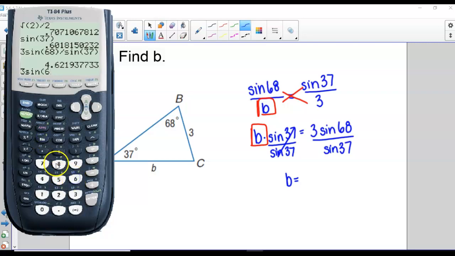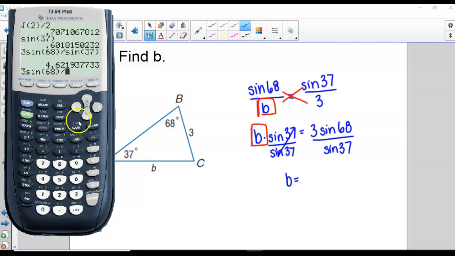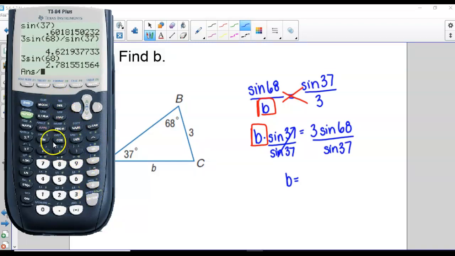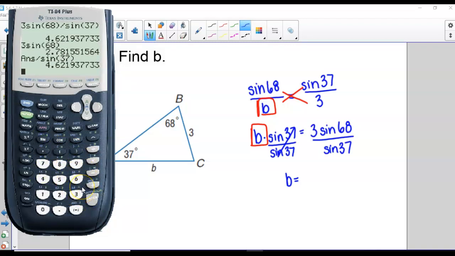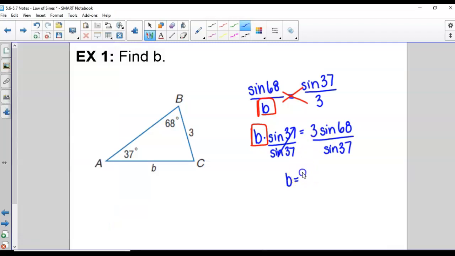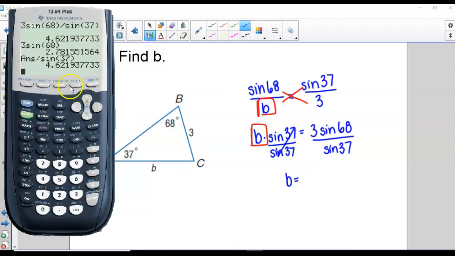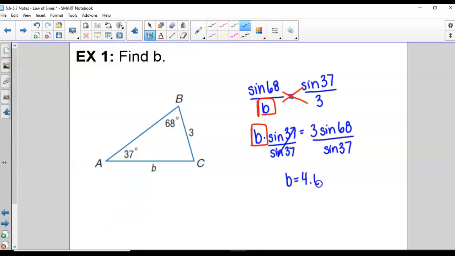If you do 3 sine 68, let me make sure I did it right. Divide by sine 37. Oh yeah, no, they're the same. Okay, never mind, so you're okay. Sometimes whenever you do that division at the end, like if you have addition earlier in the problem, it won't do it correctly. You've got to do it piece by piece, but it does this fine here. So you got 4.622. So 4.622 is your answer.